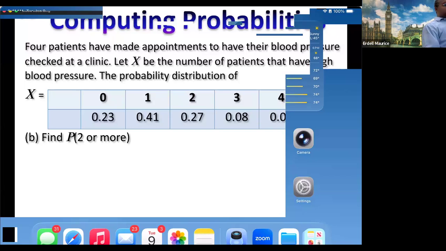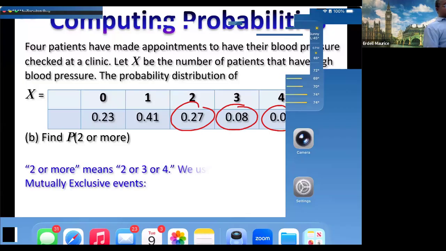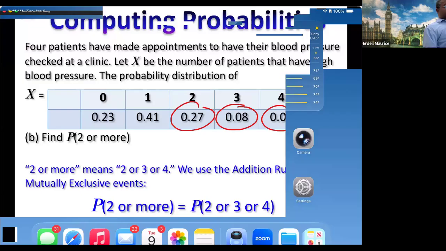The answer would be this plus this plus this, which will give us our answer of 2 or more people having high blood pressure. Yes? So that's going to be add them up. Thank you. And you are indeed right, 0.36. Questions there?